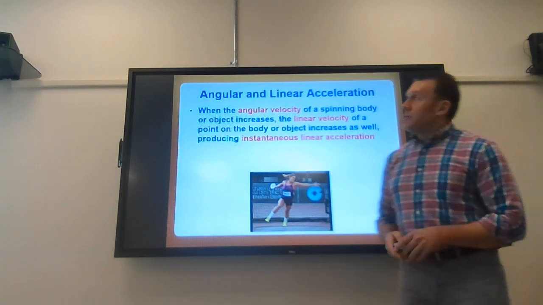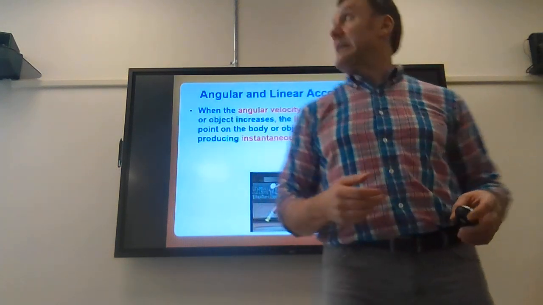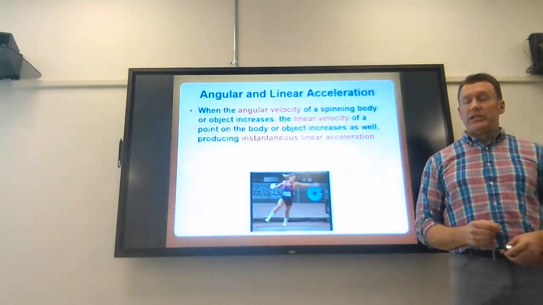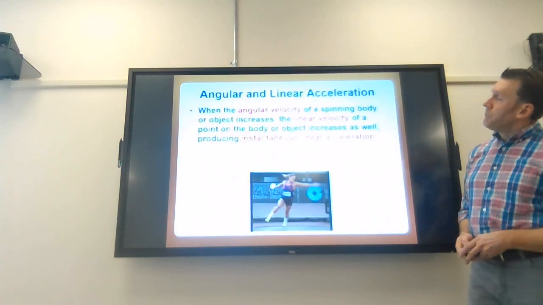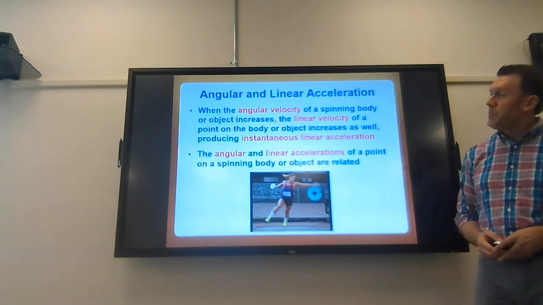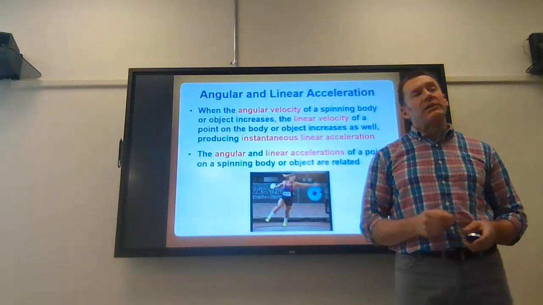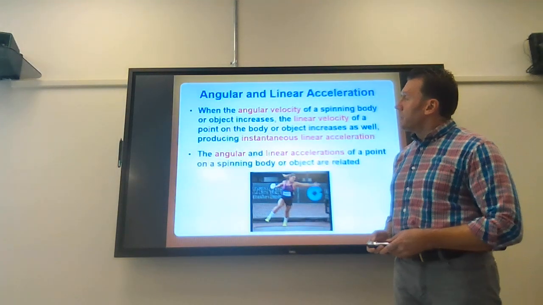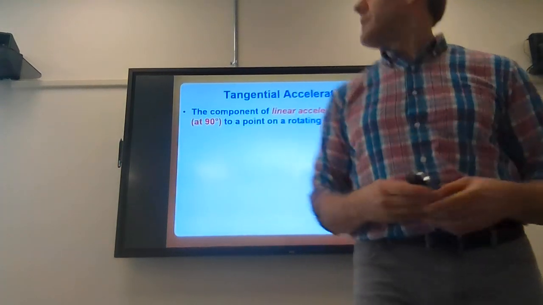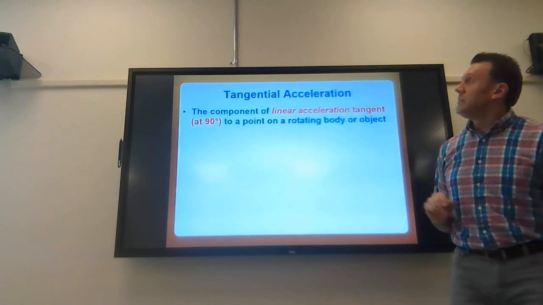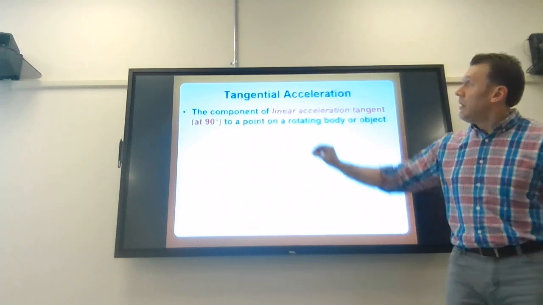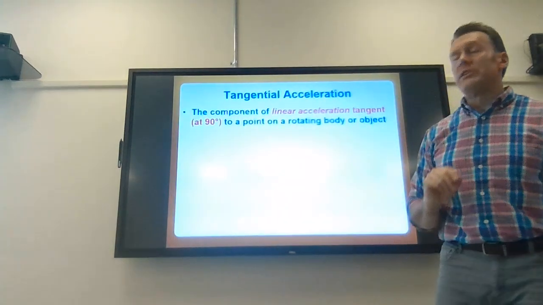Just as we saw with angular velocity, there's a connection between angular and linear acceleration. We have two different types of angular acceleration, and I want to present both of those here. The first type of angular acceleration is called tangential acceleration.